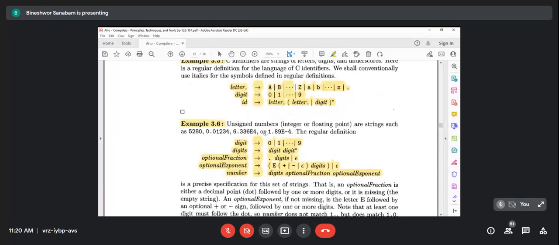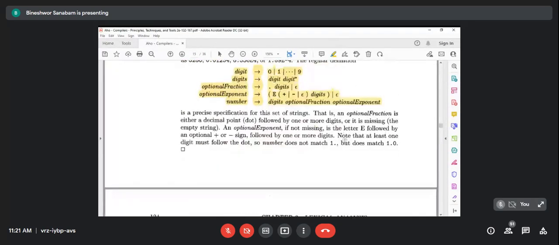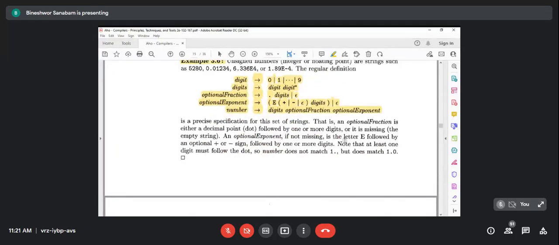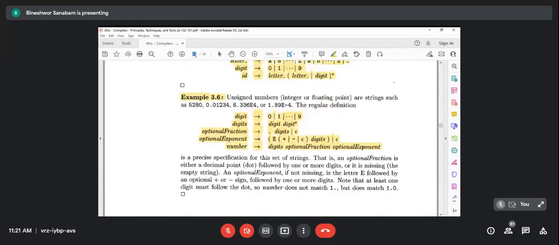So here also a few of them are there, digit and other things, related to the problem given. This thing you must have seen thoroughly in FLAT also. Once you have the idea of regular expression and regular definition, then it is easier to work out with this lexical analysis. Okay.